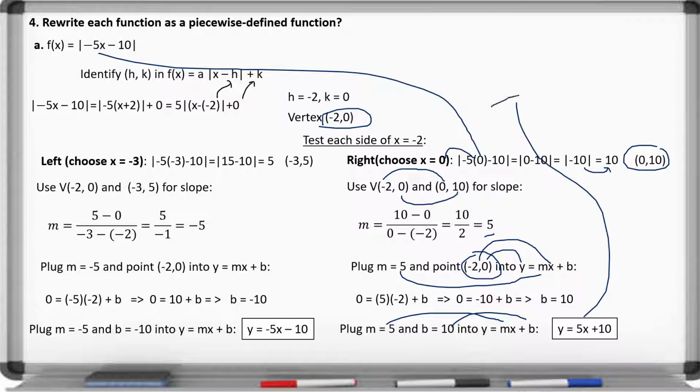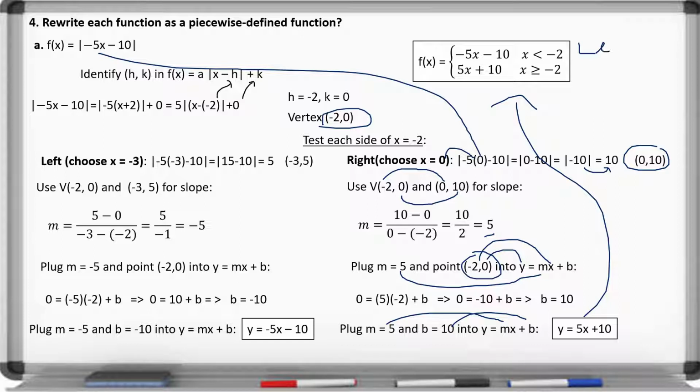So now we're going to plug this in for our final result. So our two equations are negative 5x minus 10 and 5x plus 10. On the left side, we get that equation. And on the right side of the vertex, we get the bottom equation.